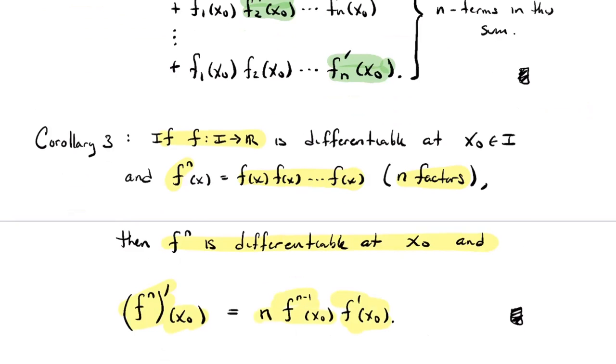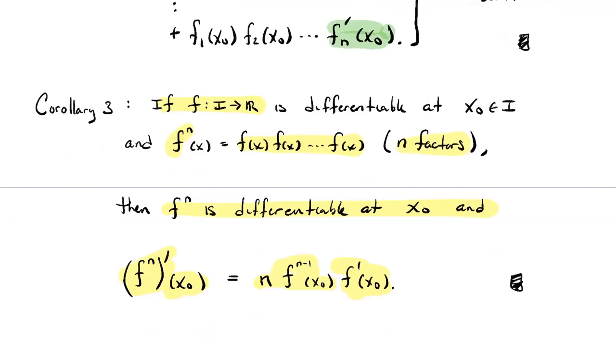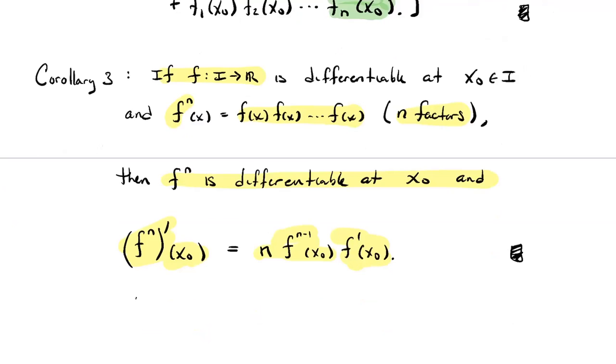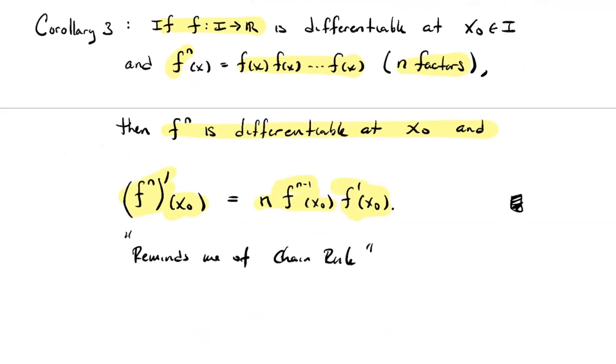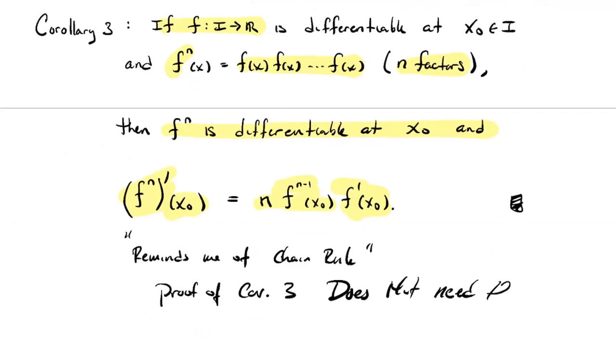This is a nice place to end, because it reminds me of another rule that we're going to speak about in the next video lecture, called the chain rule. But I want to note here that I didn't use the chain rule. The proof of this corollary 3 that I have in mind does not need the chain rule. Once we have the chain rule, we could certainly prove it with that, but you can derive this from corollary 2.